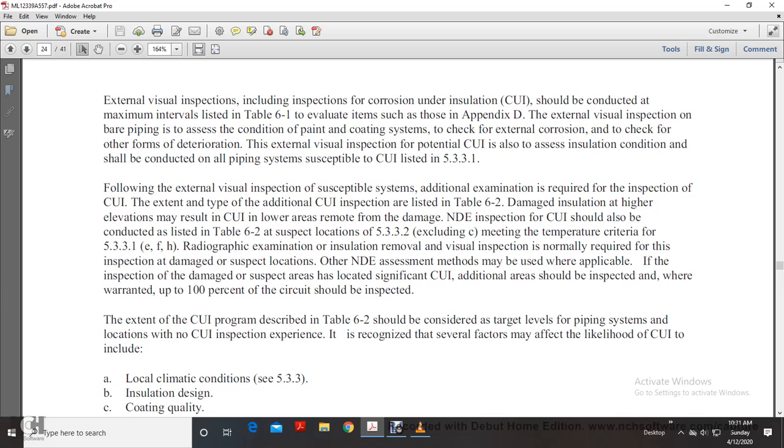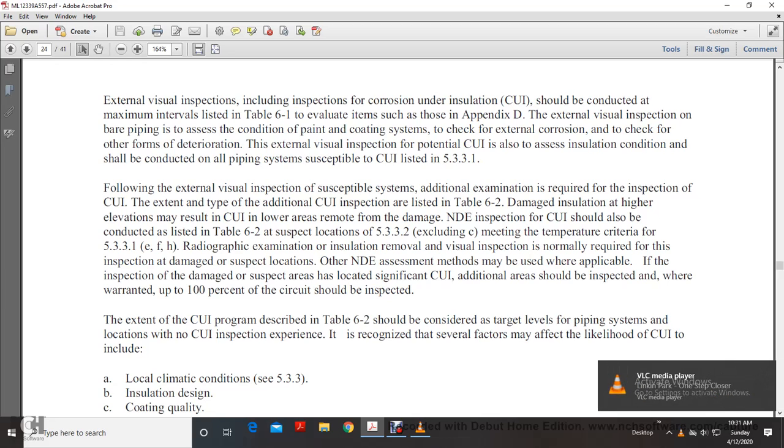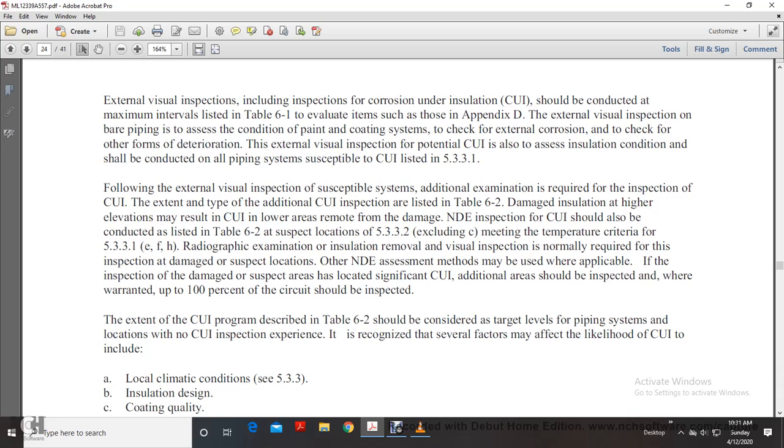Damaged insulation may result in corrosion under insulation in lower areas removed from the damage. Non-destructive examination inspection for corrosion under insulation should also be conducted as listed in Table 6.2. The suspected locations are 5.3.3.2, excluding C, meeting the temperature requirements of 5.3.3.1 E, F, and H. Radiographic examination, insulation removal, and visual inspection are normally required for this inspection. At suspected damage locations, other non-destructive examination assessments may be applicable if the damage is subject to areas located with corrosion under insulation.